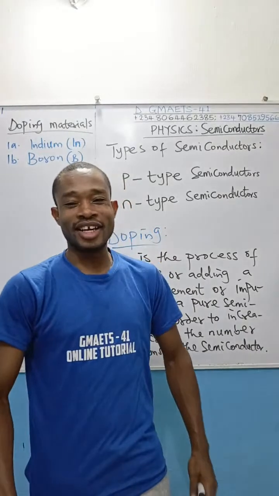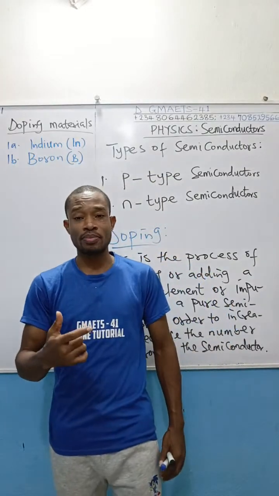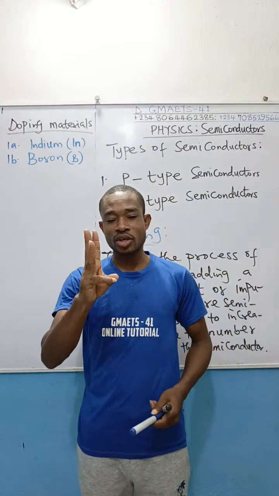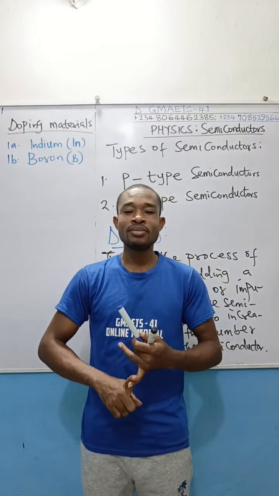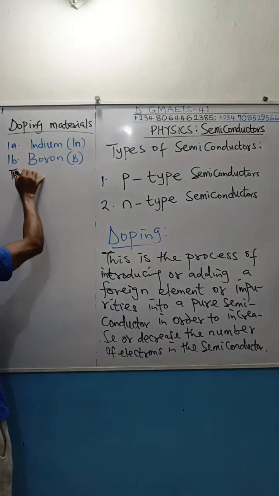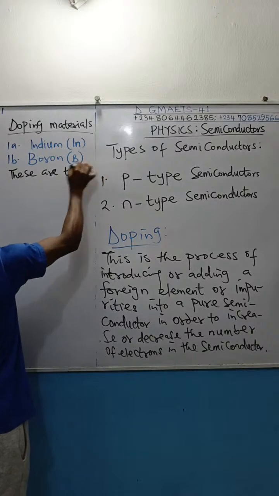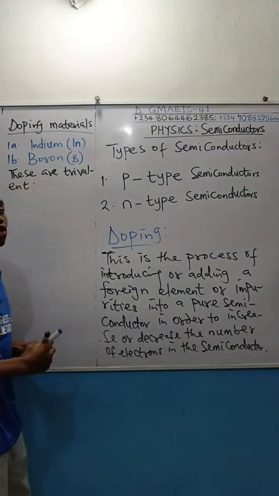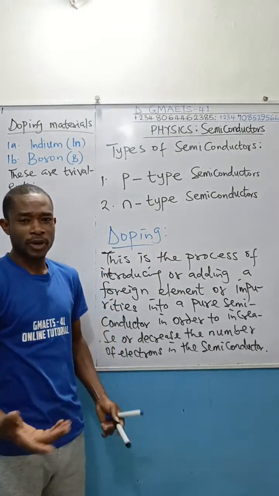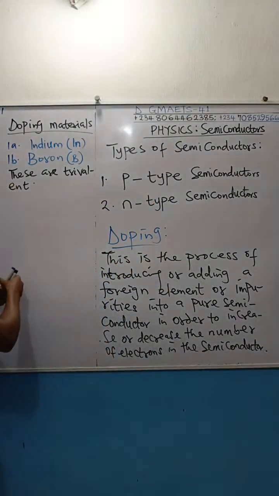Using the knowledge of boron, at least you can get to know the valence electron of indium, because indium and boron have the same valence electron basically, and we know that boron has 3 electrons in the outermost shell. So indium and boron are trivalent. They are what? Trivalent. You use them to dope. And whenever you use them to dope a pure semiconductor, pure germanium or pure silicon, you expect to get a P-type. I'm going to tell you how that happens.